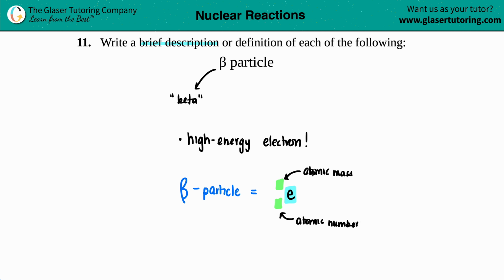Now remember that the atomic mass, right, is the mass of the nucleus. But we just said that electrons, they're not in the nucleus, right? They're outside of the nucleus. So essentially, they don't have an atomic mass. So the number on the top for a beta particle is a 0.